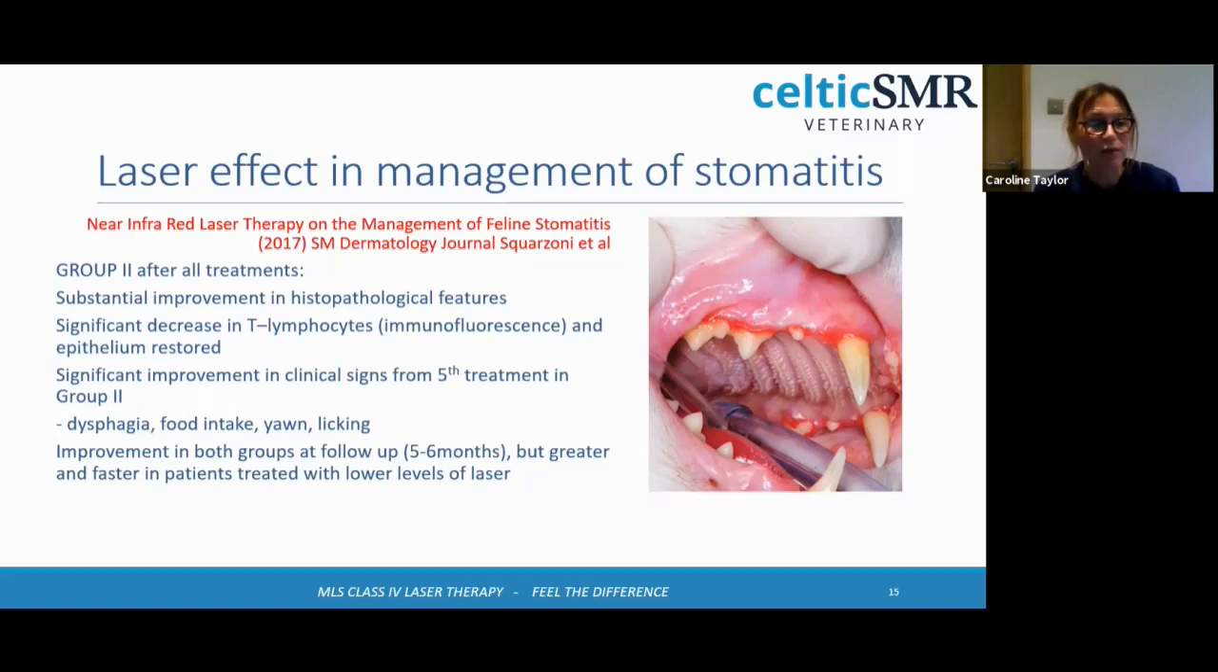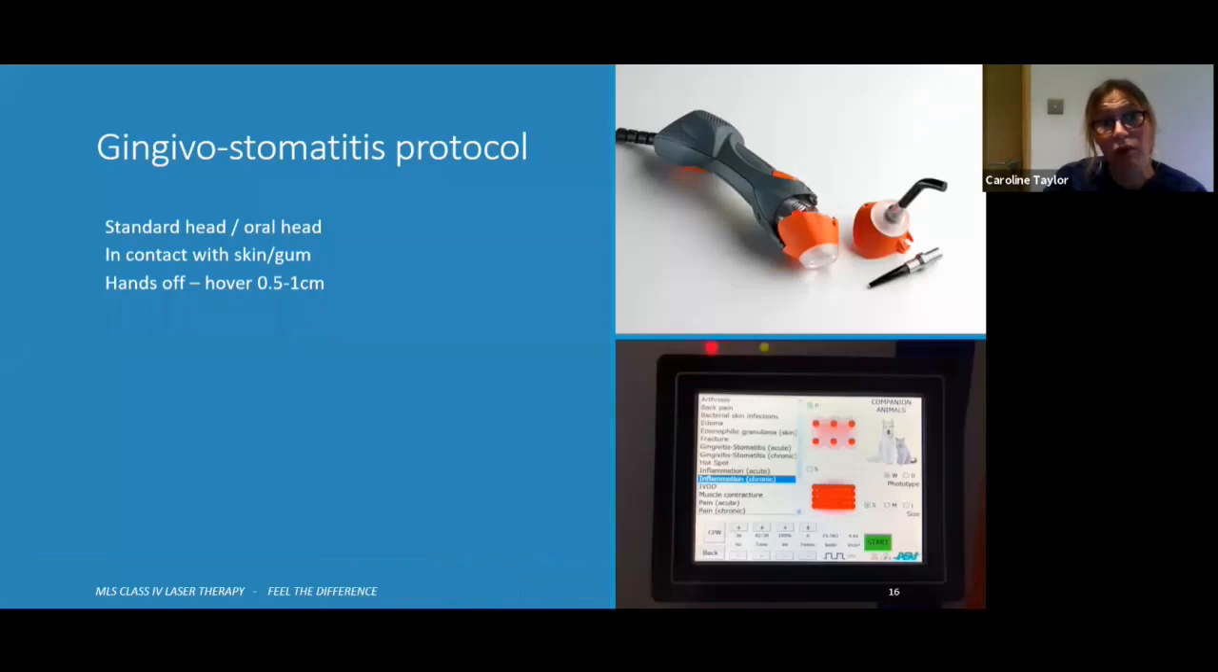So even though you think, oh, more laser, it must be good, sometimes actually being controlled and specific about how much laser you're using, when you're using it repeatedly, can actually help, because the thought is that the higher level of laser can be pro-inflammatory rather than reducing inflammation.